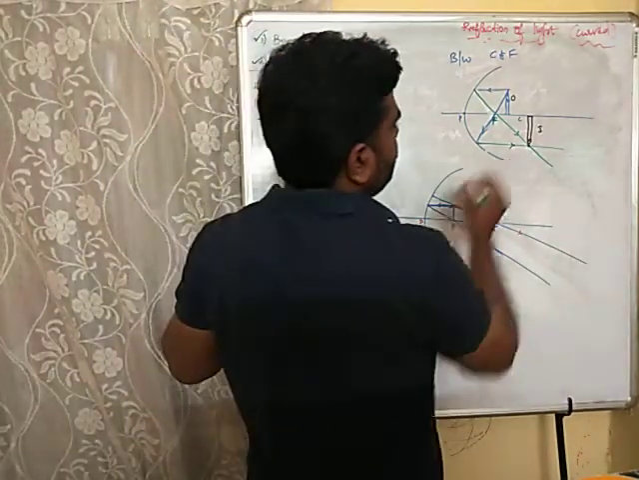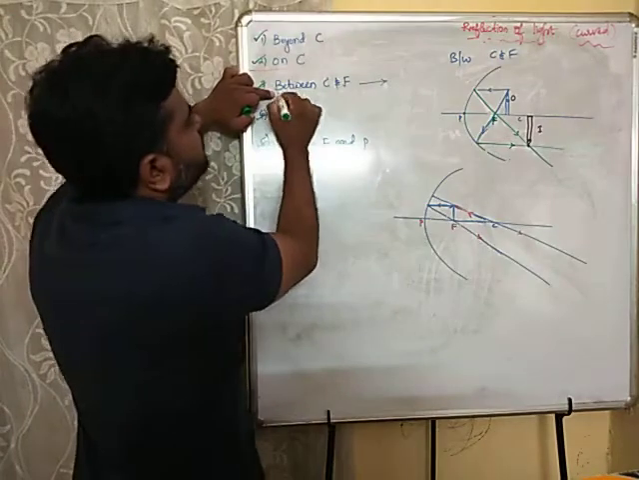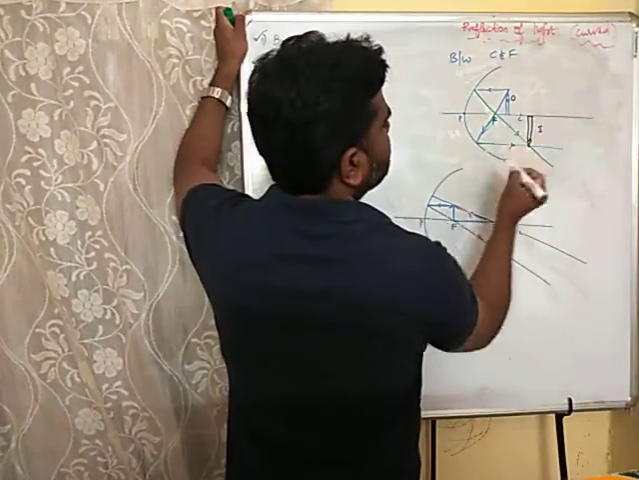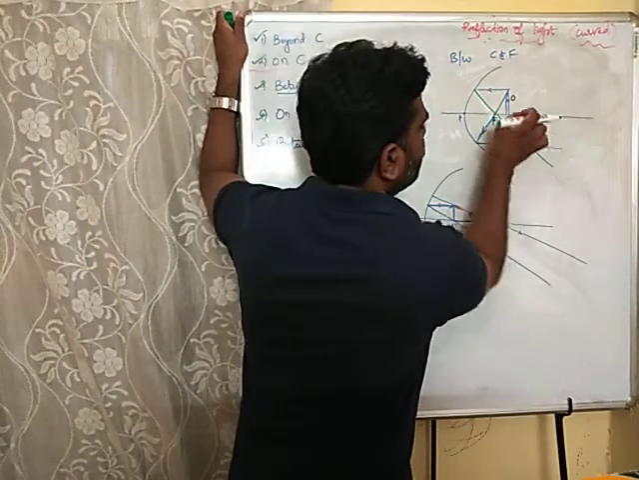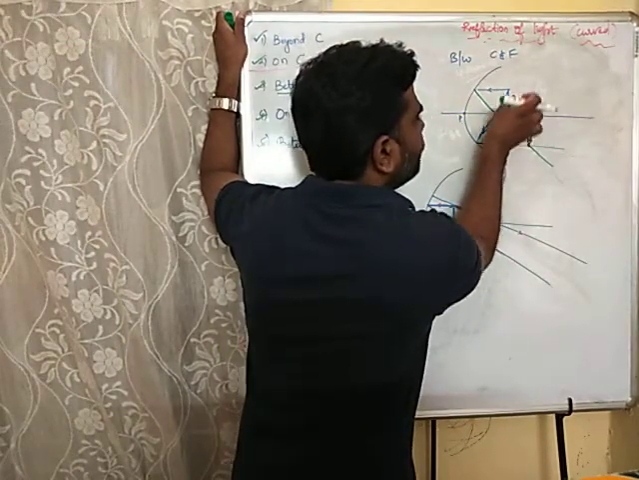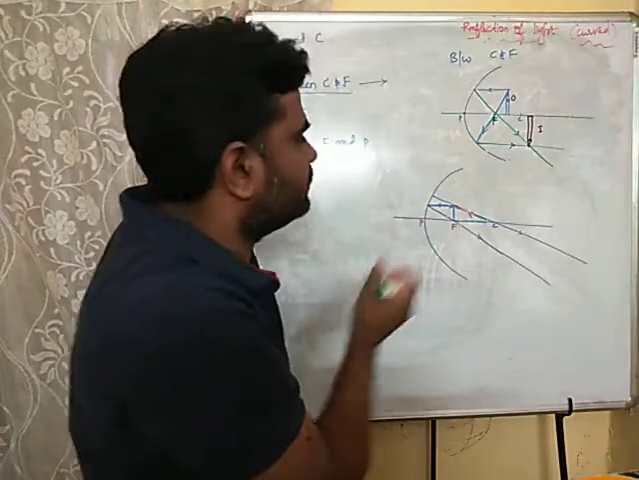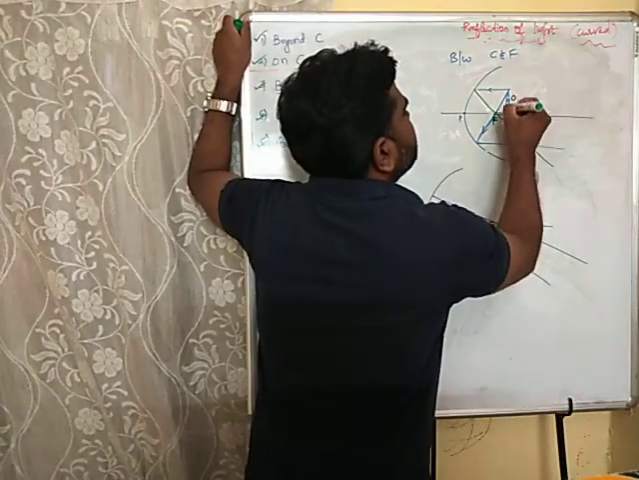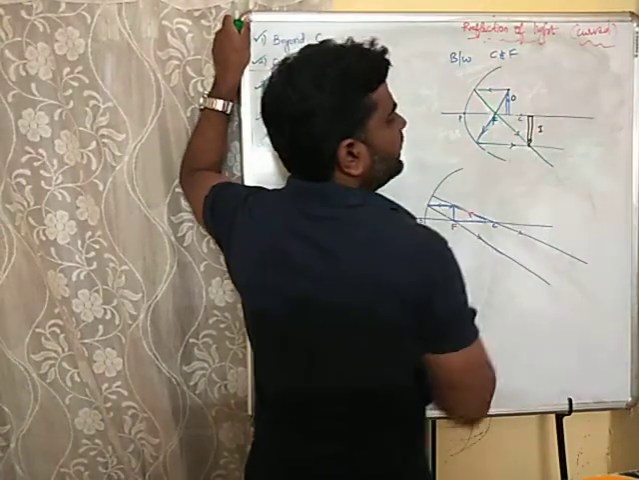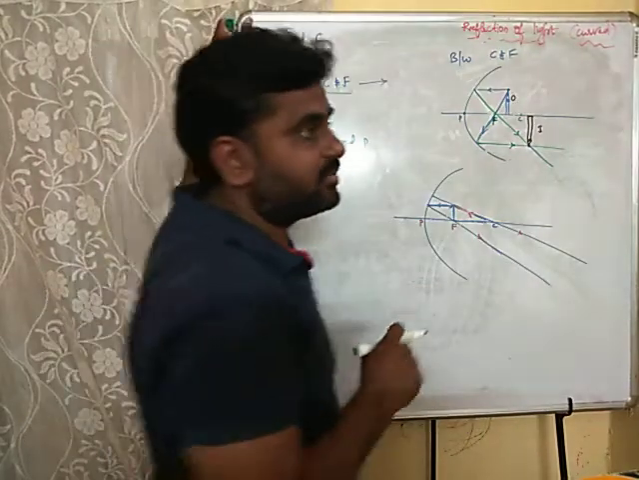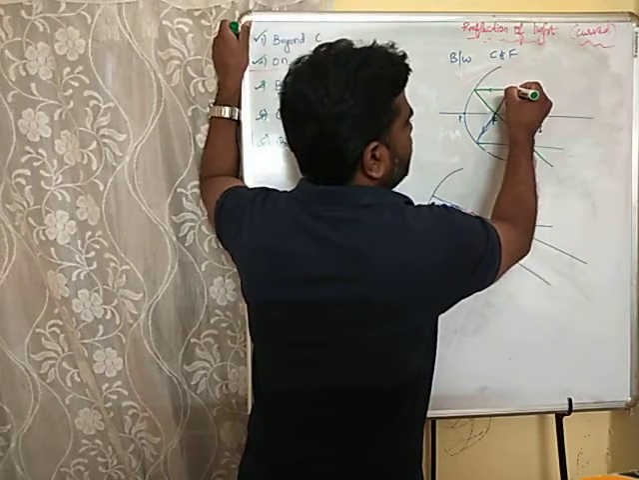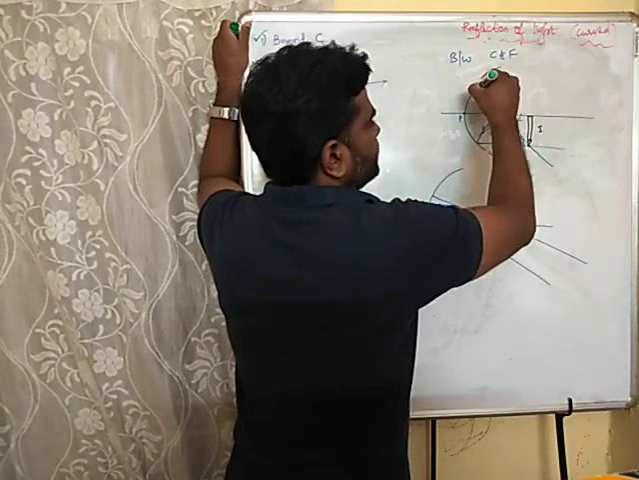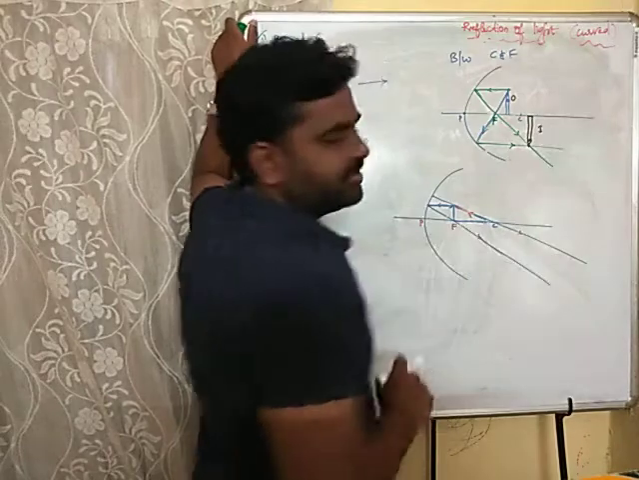Next one, what is the condition between C and F? Where is C? This is C and this is F. So in between these two, you have to place an object such as a candle. I am placing a candle. From the tip of the candle, according to the principal ray diagram's rules, the first light ray, parallel to the principal axis, will pass through the focus after reflection.